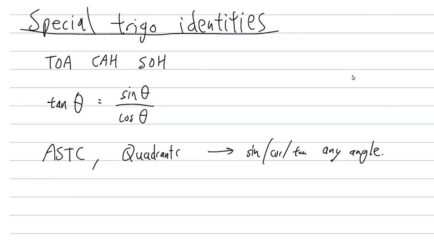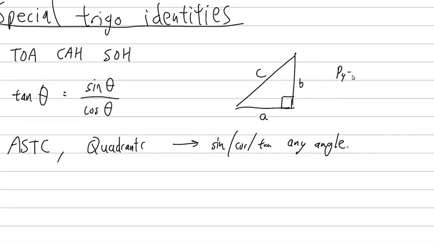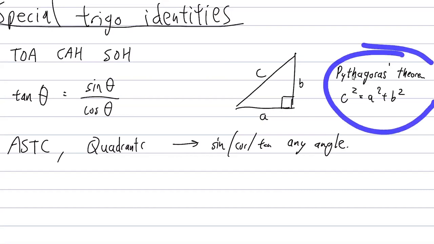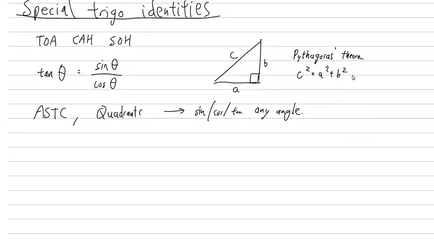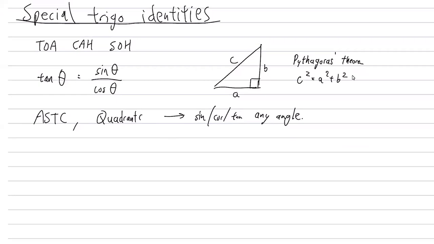Any angle. But sine, cosine, tangent is all based on what kind of triangle? Right angle. Right angle triangle, which means that you have to obey a certain theorem known as the Pythagoras theorem. So c squared equal to a squared plus b squared. So with that in mind, you realize that if there's a square, it means it will involve a square root, right? So that's why we have some special trigo angles and their corresponding values.